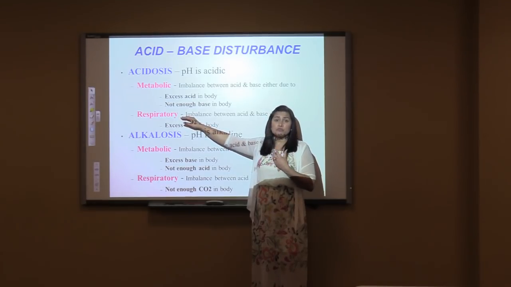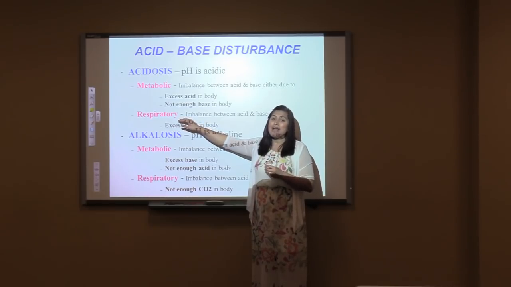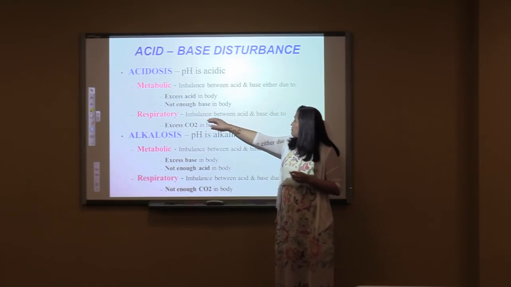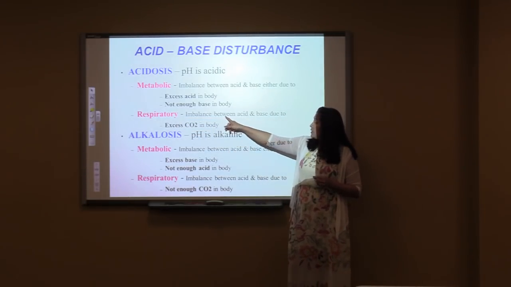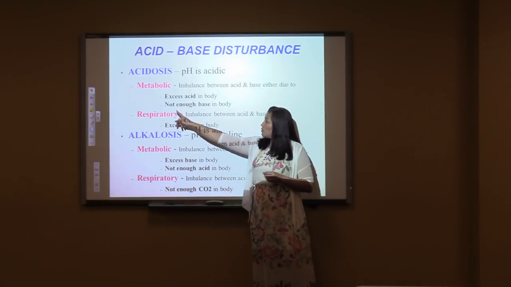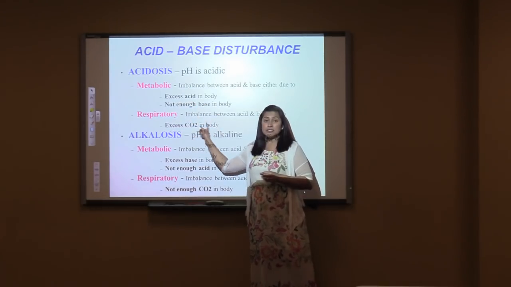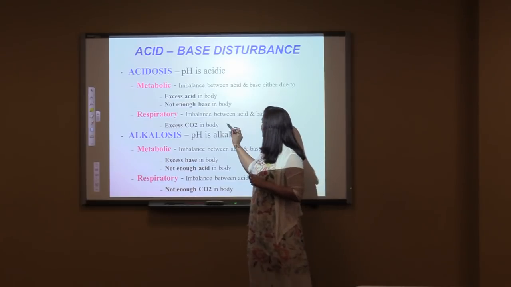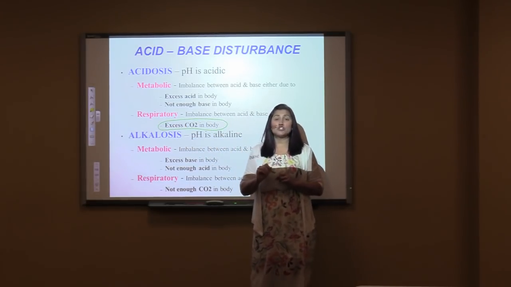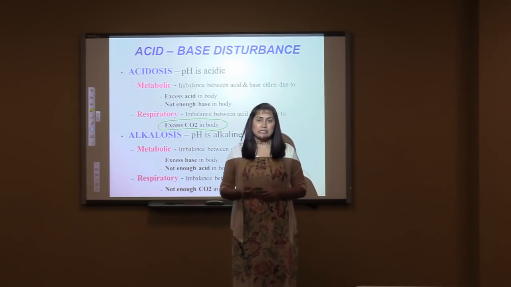And the respiratory system deals with CO2. CO2 is a volatile acid, so think of CO2 as acid. So when you say respiratory acidosis, you have too much acid. You have an imbalance between acid and base due to excess CO2. Respiratory acidosis, excess CO2. That's what you have to remember. Okay? Respiratory acidosis means you have too much CO2 causing you to become acidic.